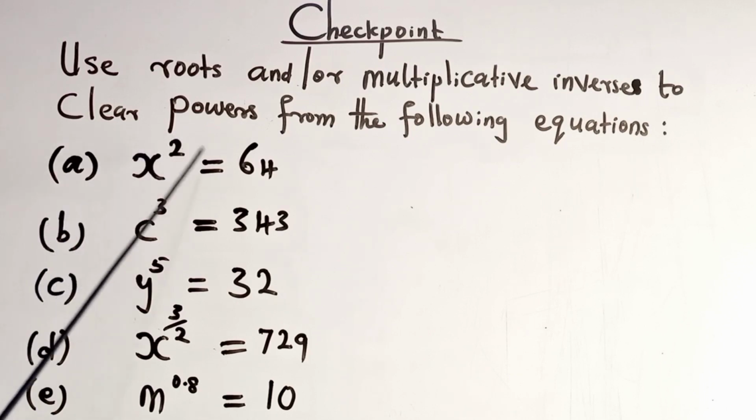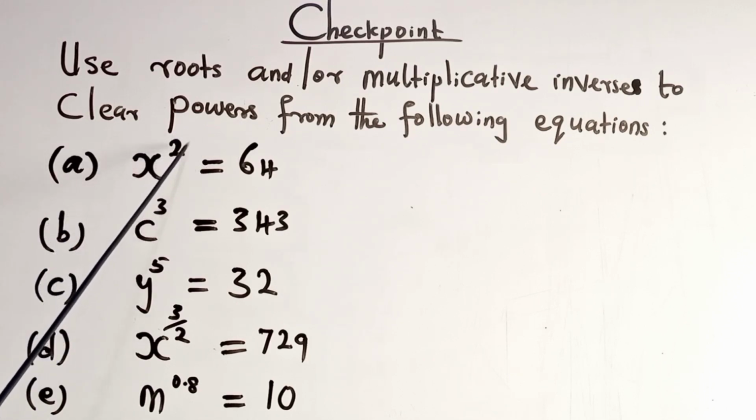For instance, this 2, we can easily use square root to clear both sides. This is to power 3. We can also use cube root here. We can use the fifth root here. But when it comes to fractions as the powers of the unknown, it becomes more challenging. That way, I recommend that you use the other method, which is the use of multiplicative inverse.